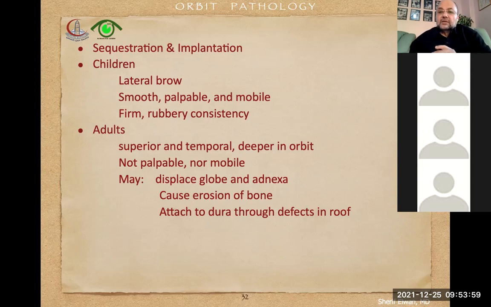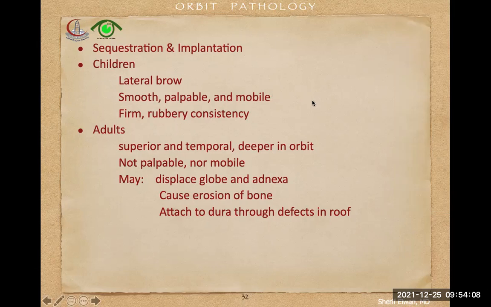This is a very important pathogenesis to understand the site of sequestration dermoids. In children, it may occur at the lateral brow. It's usually smooth and palpable and mobile. It's firm with rubbery consistency and cystic in nature. In adults, it is superior and temporal, deeper in the orbit because it has got time to grow. It's not palpable nor mobile due to the deep growth and may displace the globe and adnexa, cause erosion of the bone and attach to dura through defects in the roof.